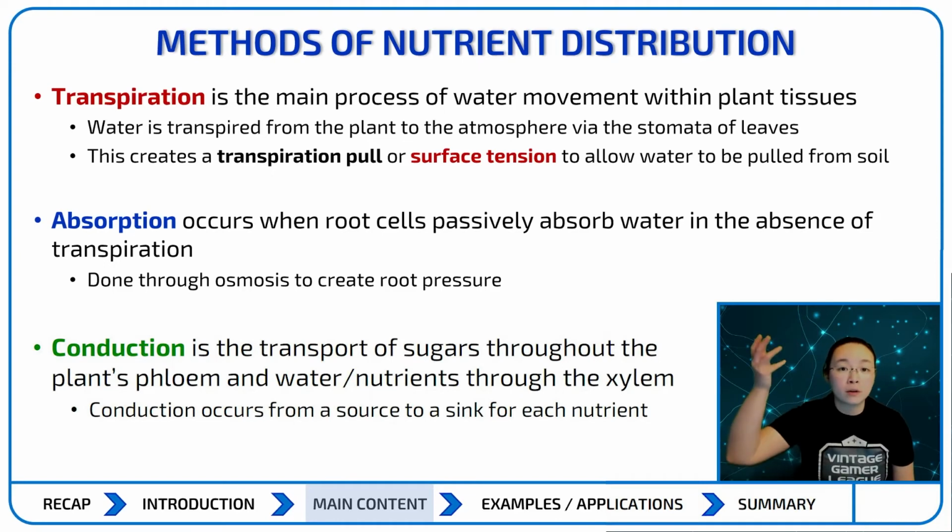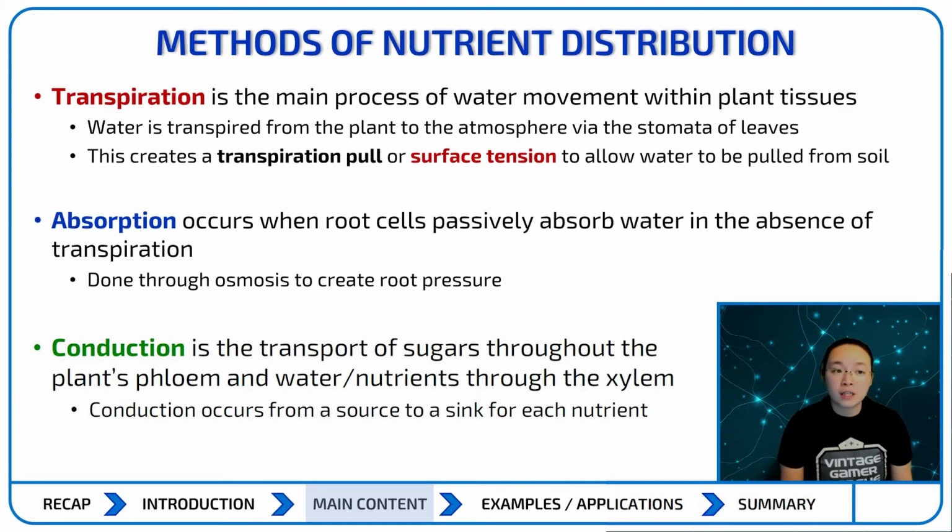So if you're losing water up at the top of the plant with the leaves, that means you have a lower concentration of water at the top. It creates surface tension, and then more water is going to be pulled up from the soil. That's called negative pressure, which we'll go through in a bit. Next, you have absorption. Absorption occurs when your root cells passively absorb water in the absence of transpiration, and this is done through osmosis to create root pressure.